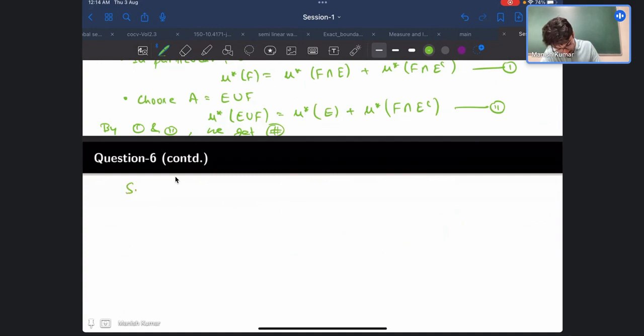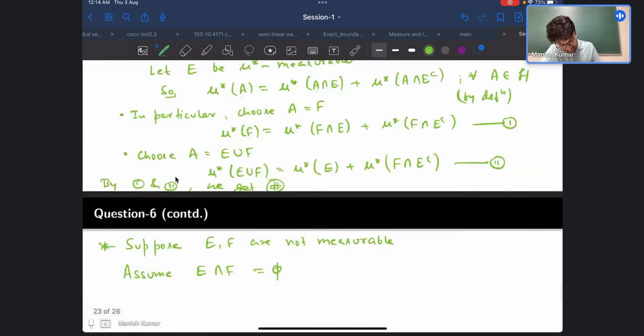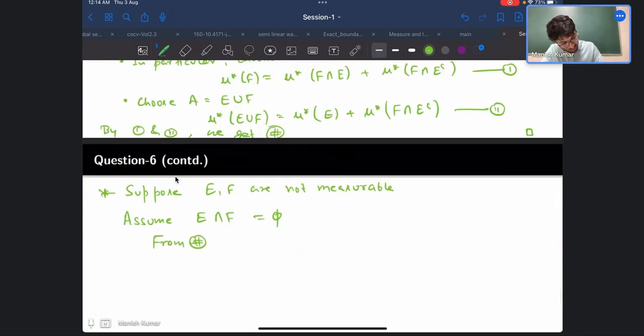Yeah, so suppose E, F are not measurable. So I am considering this case. Okay, E and F are not measurable, and in particular assume that these are disjoint. Okay, so from hash, what we get, so this proof is complete. This is just a remark maybe.